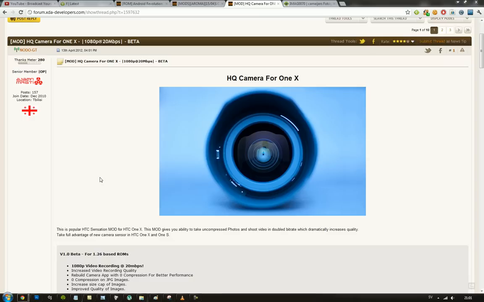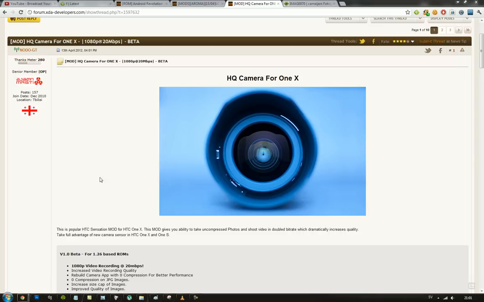Hey guys, Fawdy here, just letting you know pretty quick that there should be a fix, or a mod, for your HTC One X called HQ Camera for the HTC One X, that should be able to record 1080p at 20 megabits per second.